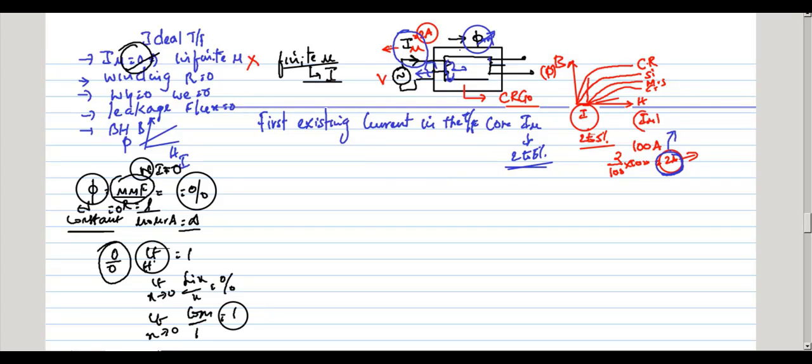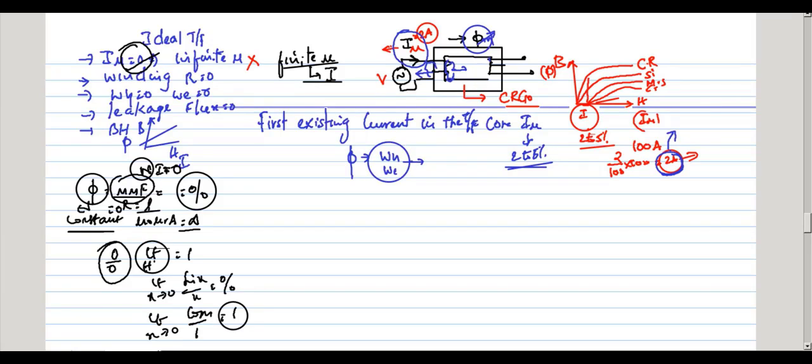Once flux is present in the transformer core, you already saw the construction details. Hysteresis loss, eddy current loss, dipole movements and eddy current loss. Once flux is present in the transformer core, what do you get? Hysteresis losses and eddy current losses. Okay, hysteresis loss and eddy current losses.